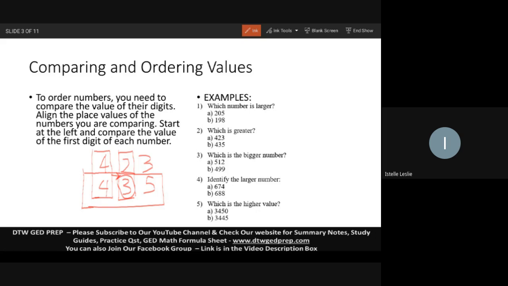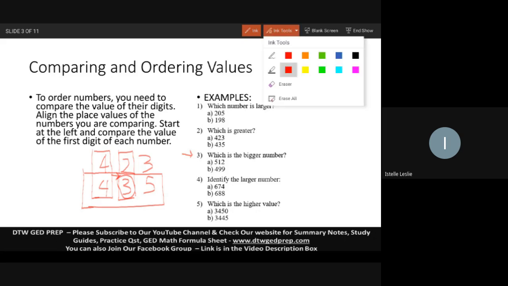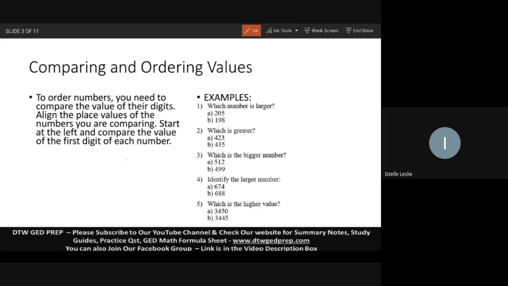Now we move to the third one. Same thing, we align and then we check each place value. So we have 2, 9, 1, 9, 5, 4. When we check the first from the left, we see that 5 is bigger than 4, and so the first one is bigger. So the correct answer for 3 is A.